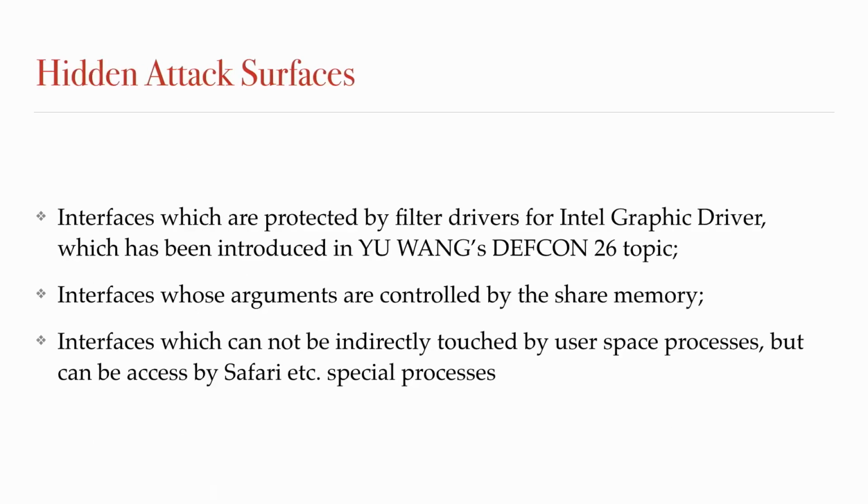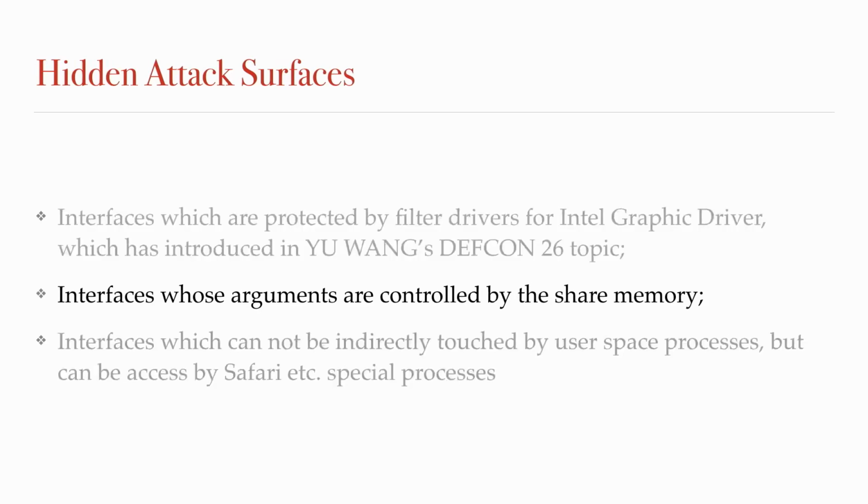Here we list some hidden attack surfaces, including interfaces which are protected by filter drivers, interfaces whose arguments are controlled by shared memory, and interfaces which cannot be directly touched by user space processes, but can be accessed by some special ones. Since the first one was introduced by the previous topic, we now introduce the latter two. First is interfaces whose arguments can be controlled by shared memory.